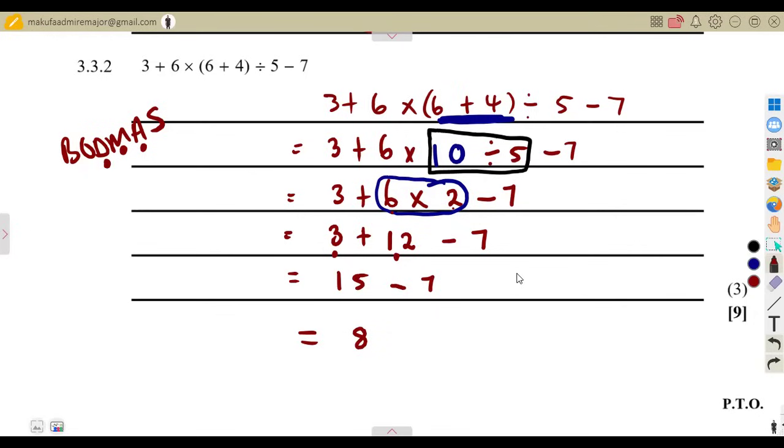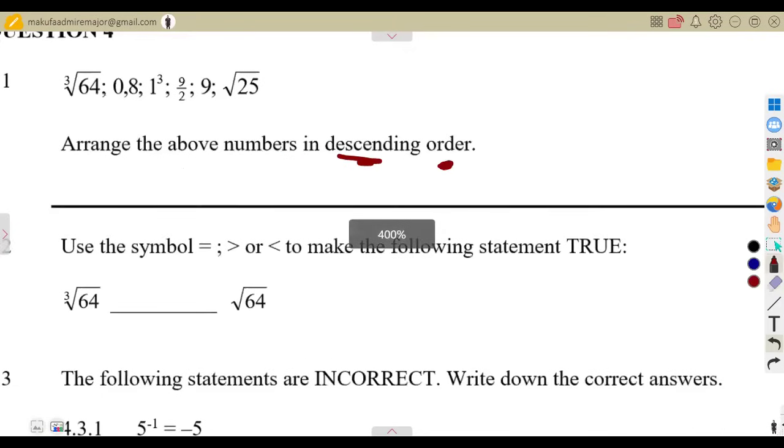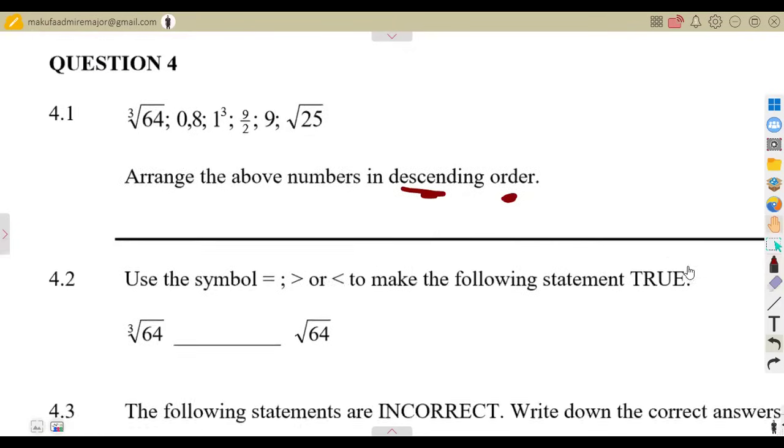Okay, so let's see the other part of the question, which is question number 4. We were given, arrange the numbers in descending order. Descending order means from the biggest number: 9, 8, 7, 6, 5, 4. Ascending order, you are starting with the smaller number: 1, 2, 3, 4, 5. So in descending order, we need to know what each number represents so that we can see how big that value is.